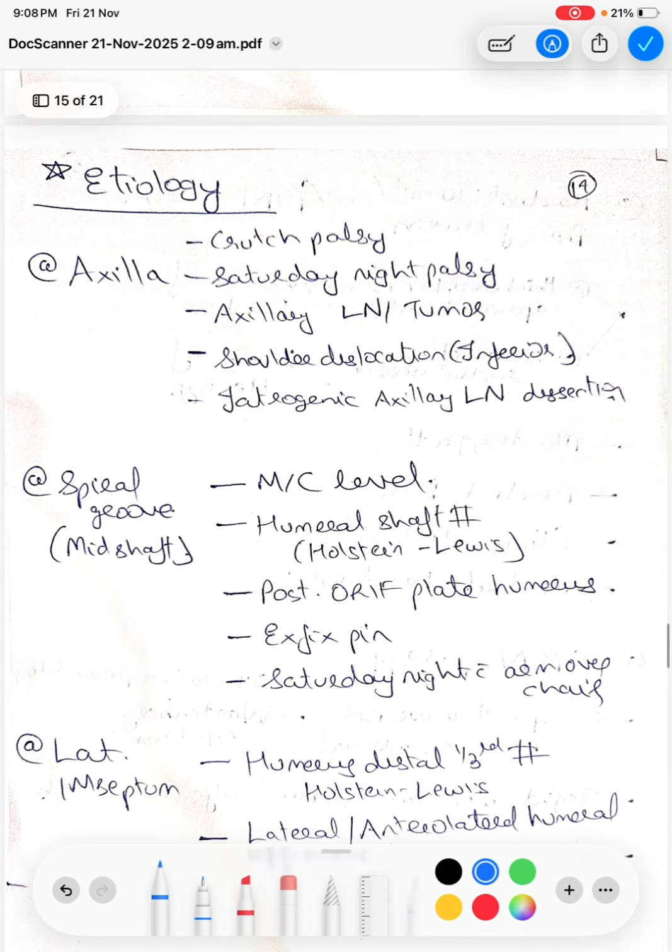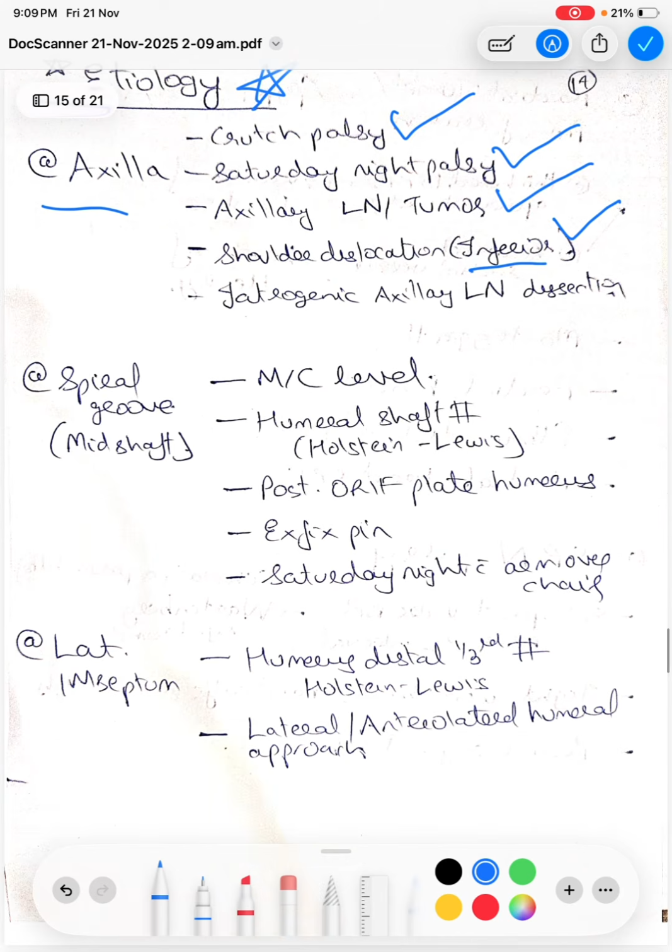Okay, so that was the difficult part. Now what we are going to discuss quickly is the etiology. So at the axilla, what are the common causes? Crutch palsy, Saturday night palsy, axillary lymph node and tumor, shoulder dislocation, more commonly inferior, causes this type of paralysis, and iatrogenic axillary lymph node dissection.